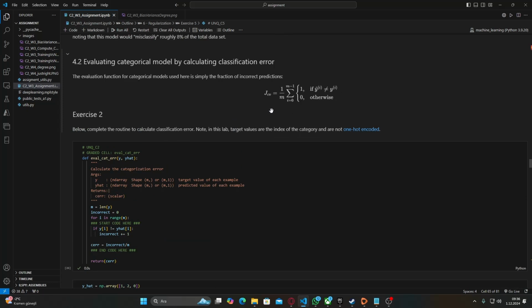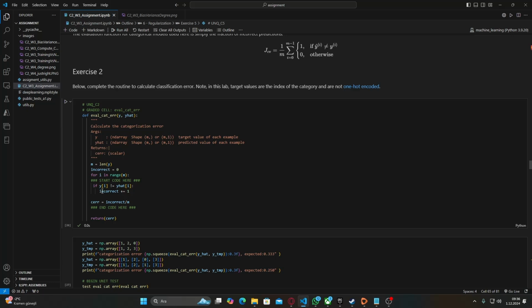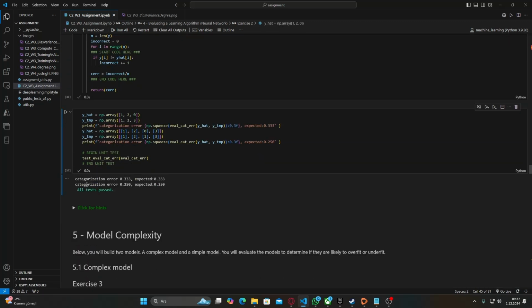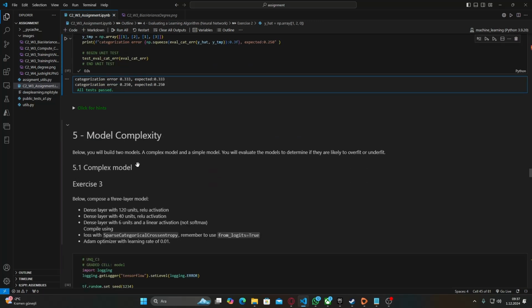I'm just respecting this formula. We're just adding here: if it is incorrect, we add +1 to evaluate our categorization for the wrong ones. And here, I just run it and it gives true. Let it pass. Categorization error 0.33 and categorization error 0.25 in here for both, when we are running it 2 times, and model complexity.